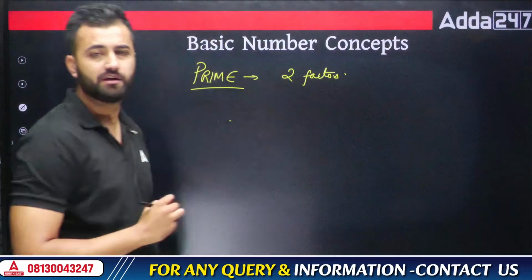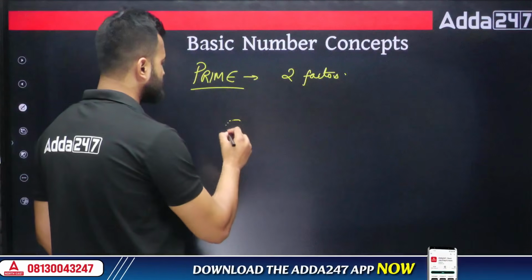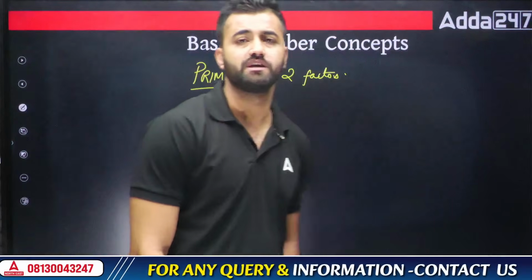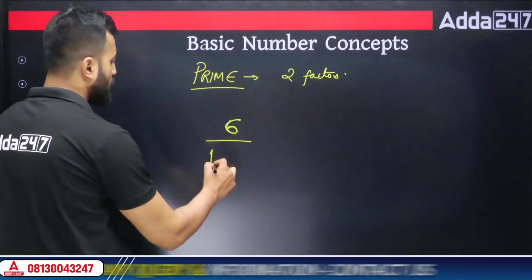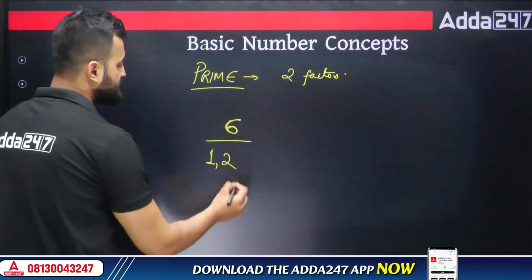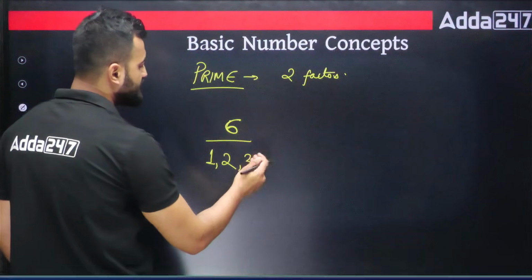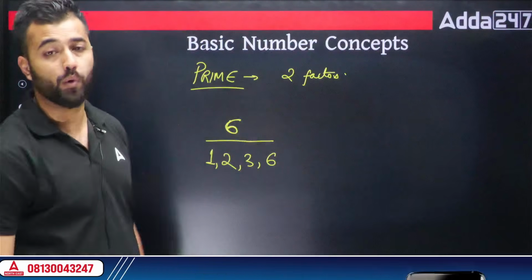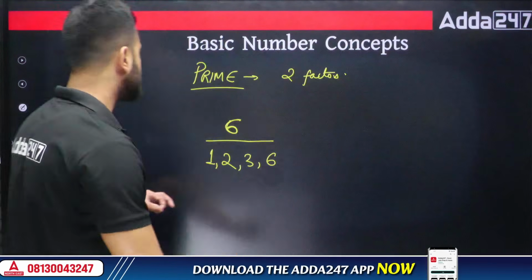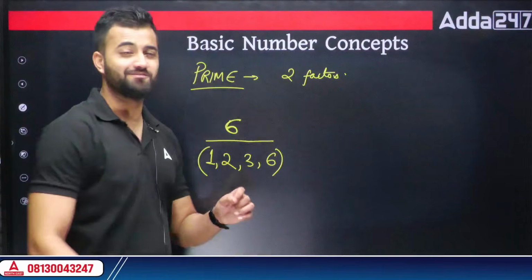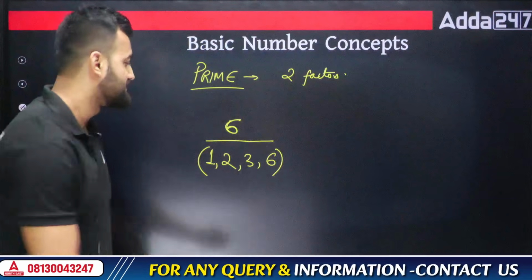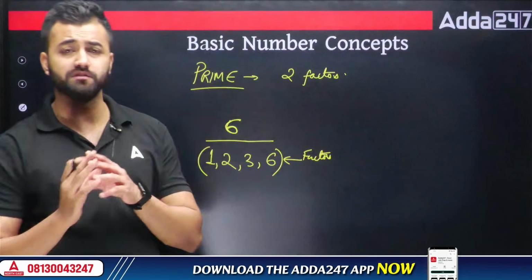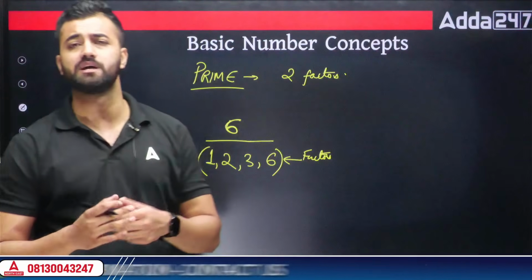If I write a number like 6 and ask you what are the numbers which can divide 6, you would say 1 can divide 6, 1 6 is 6; 2 can divide 6 because 2 3s are 6; 3 can divide 6 because 3 2s are 6; and also 6 itself can divide 6 because 6 1s is 6. These are the numbers which can divide 6, and in mathematics we call them factors. Factors are nothing but the numbers which can divide a particular number that we are talking about.